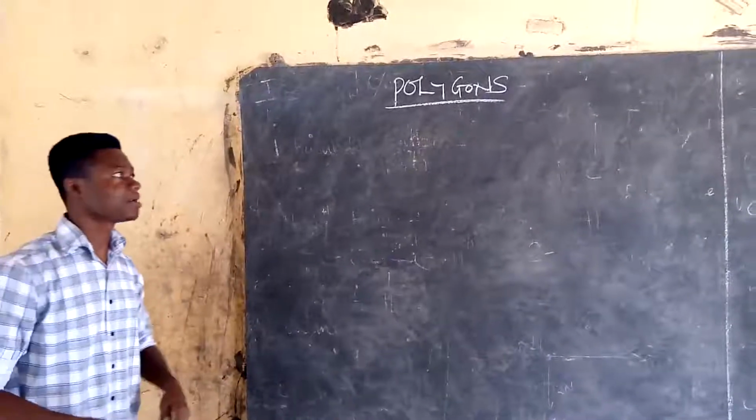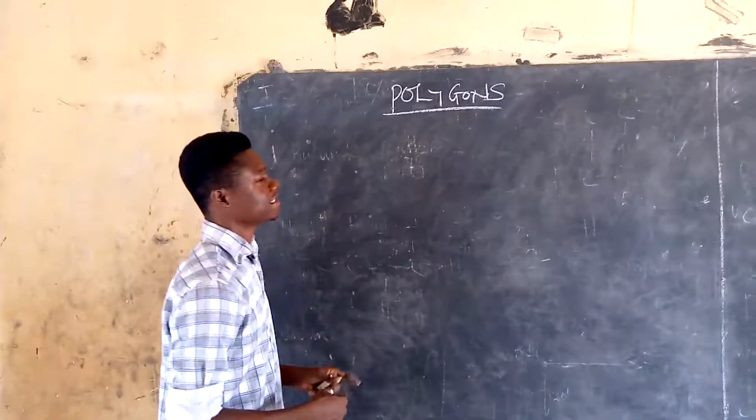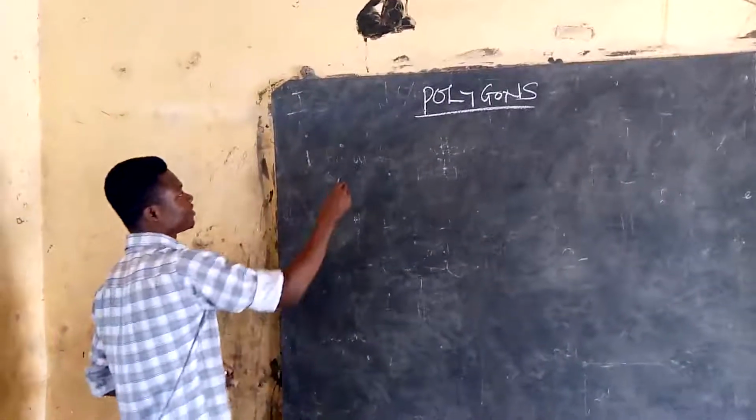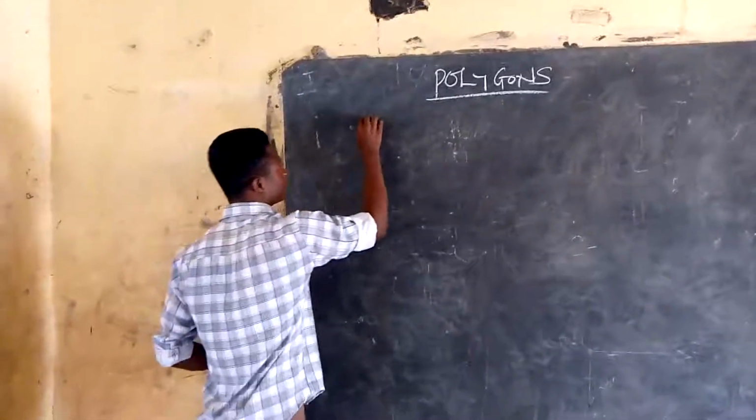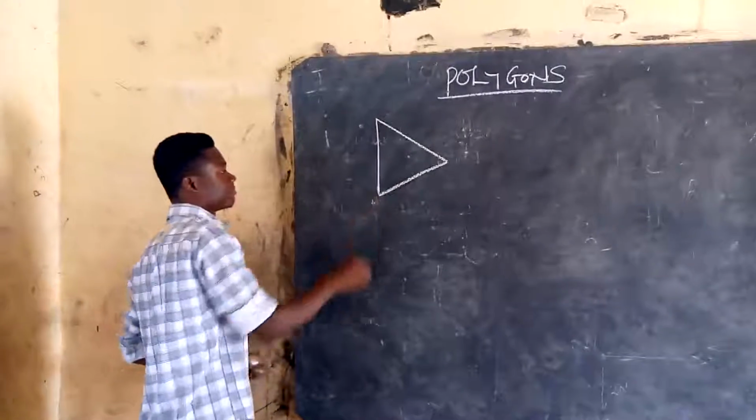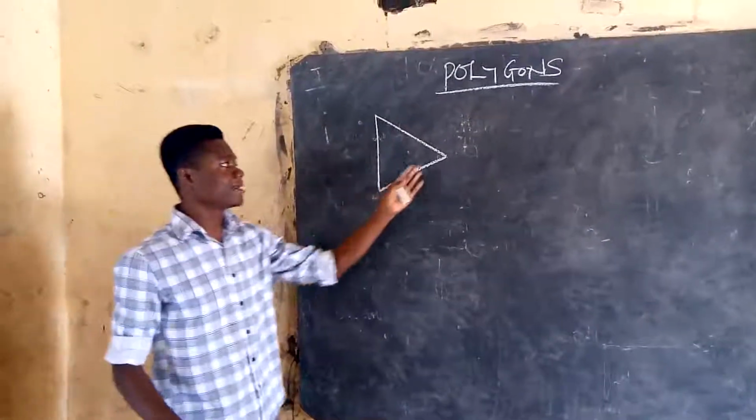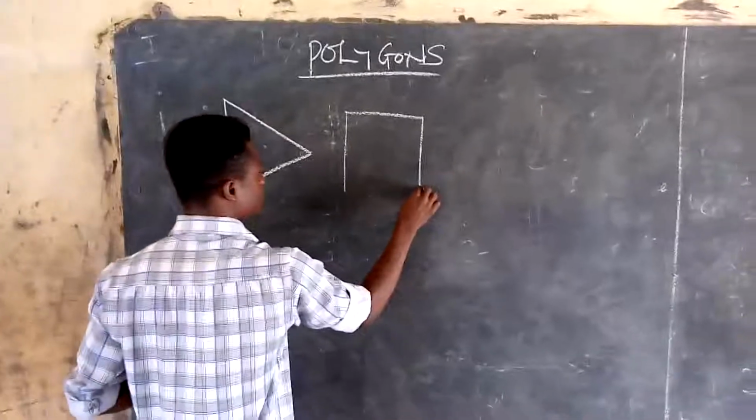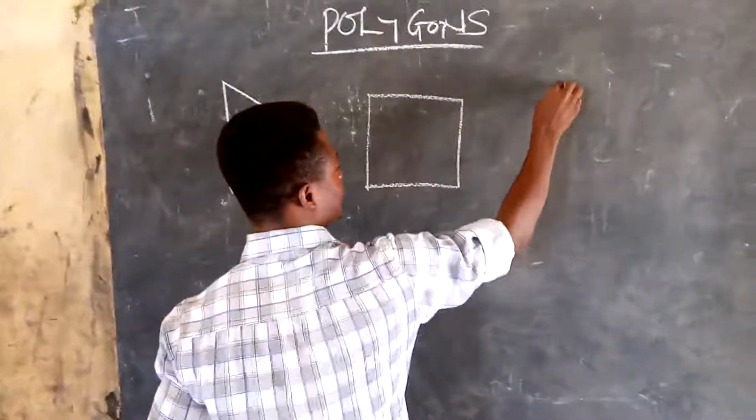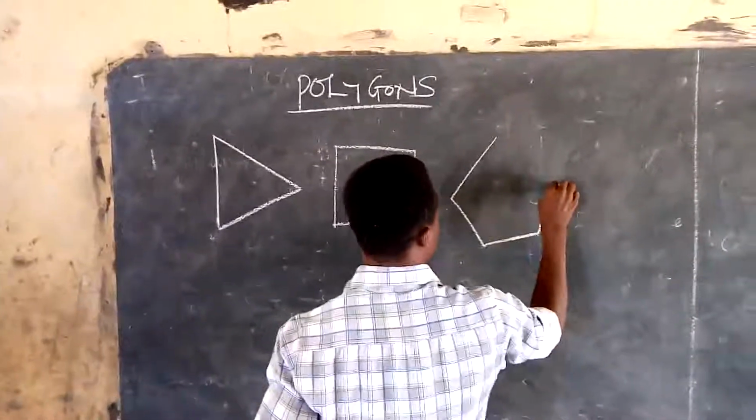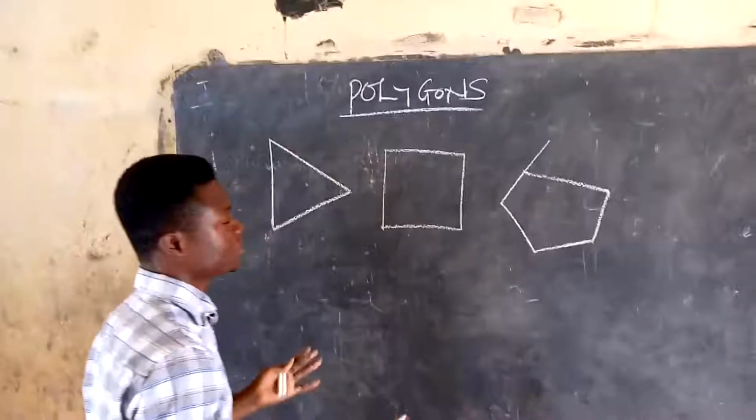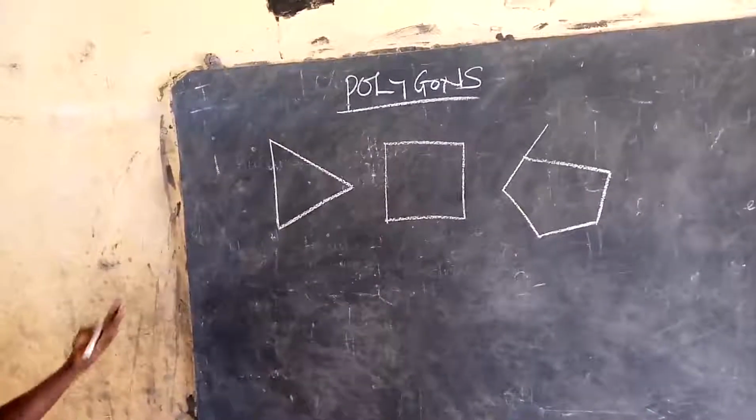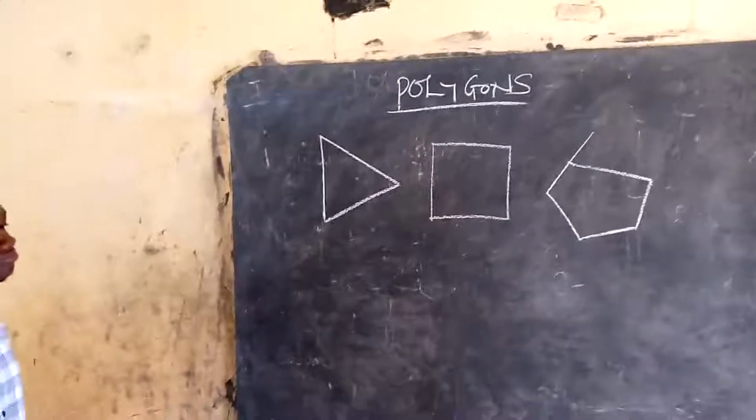When you hear polygons, we talk about plane figures bounded by straight lines. That's basically the definition of a polygon. So if I draw something like this, it's a polygon because it's a plane figure, and it's bounded by straight lines. If I draw something like this, it's a polygon. If I draw something like this, it's a polygon because it's a plane figure bounded by straight lines. So basically, this is the definition for polygons.